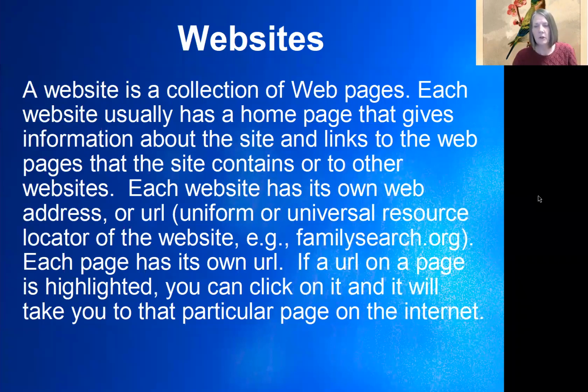And if you're on a page that has URLs in a list and they're highlighted, underlined, you can click on that URL and it will take you to that page on the internet. It doesn't matter whether it's in Family Search or anywhere else. So you can always get to the website URL by clicking on the page in Family Search, or in other places as well, of course.